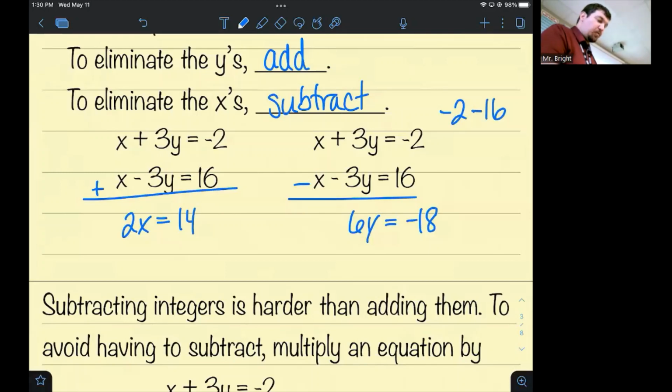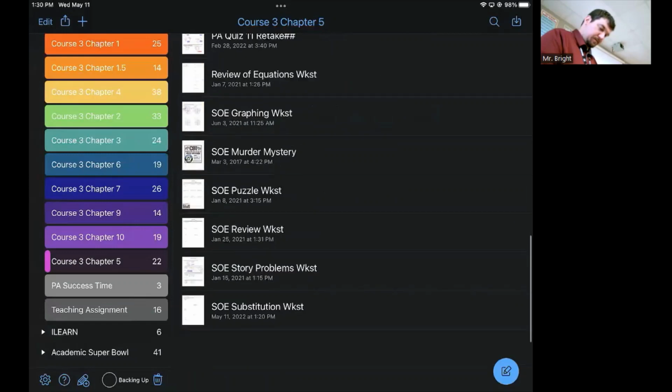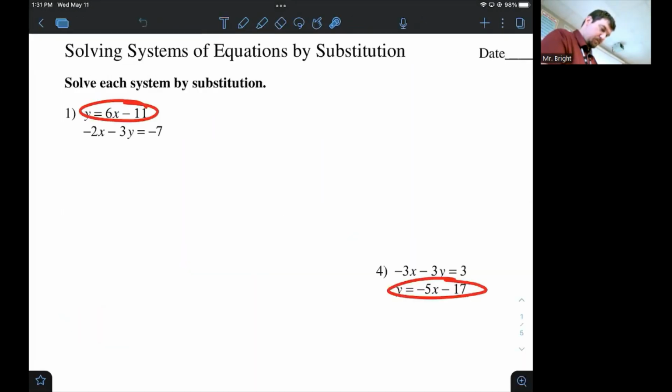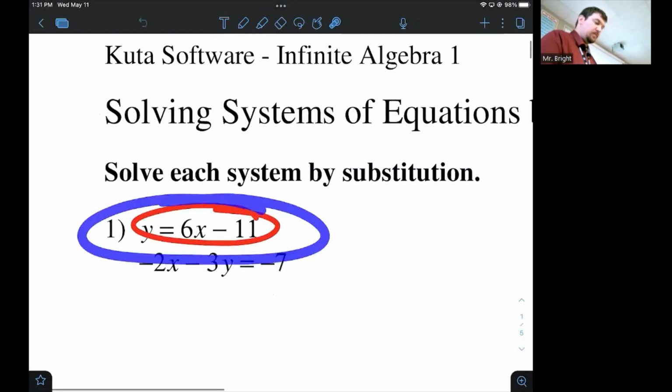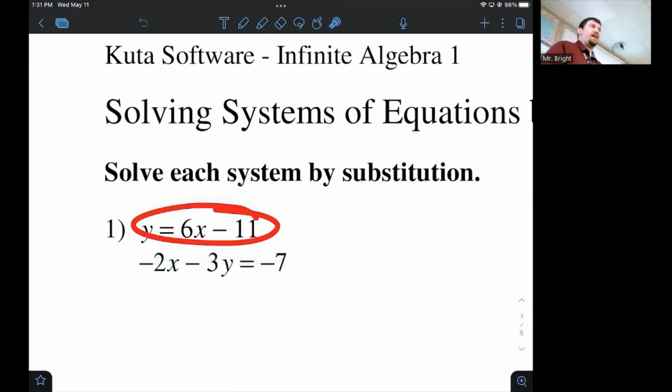You'll notice we had a name for this. We called the equations that were written like this standard form. And we called equations that were written like this slope-intercept form, right? So when you see slope-intercept form, something solved for y, go ahead and use substitution. You wouldn't want to have to rearrange it.